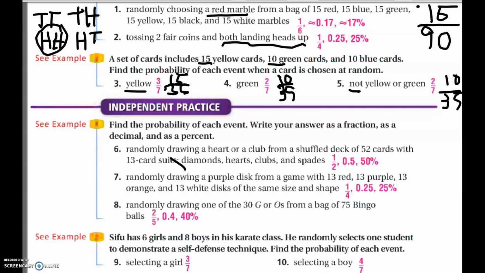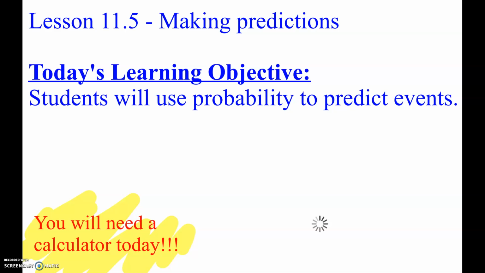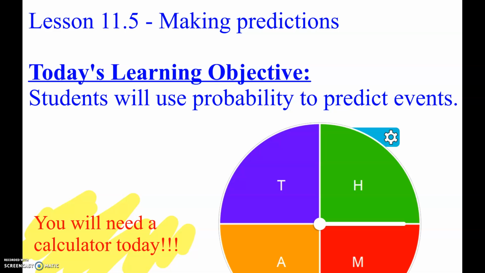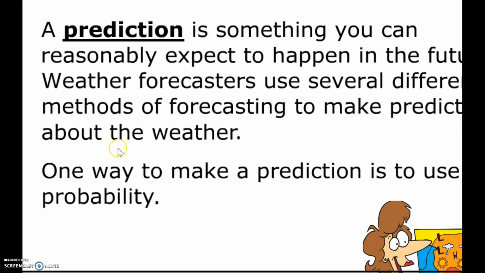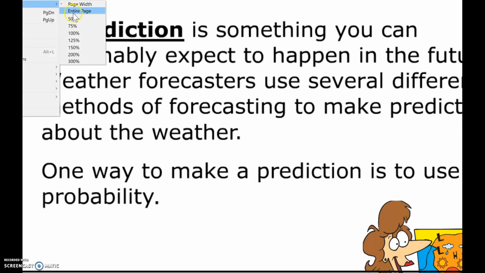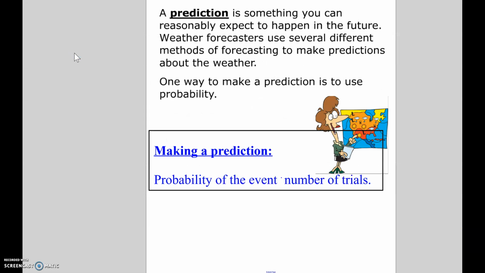Okay, next we're going to do the lesson. We're going to do making predictions, and we're going to use probability to predict how many times an event will occur. A prediction is something you can expect to happen in the future. We're going to use probability to make predictions. You don't have to write this definition, but you do need to write this. To make a prediction, we're going to use a proportion.